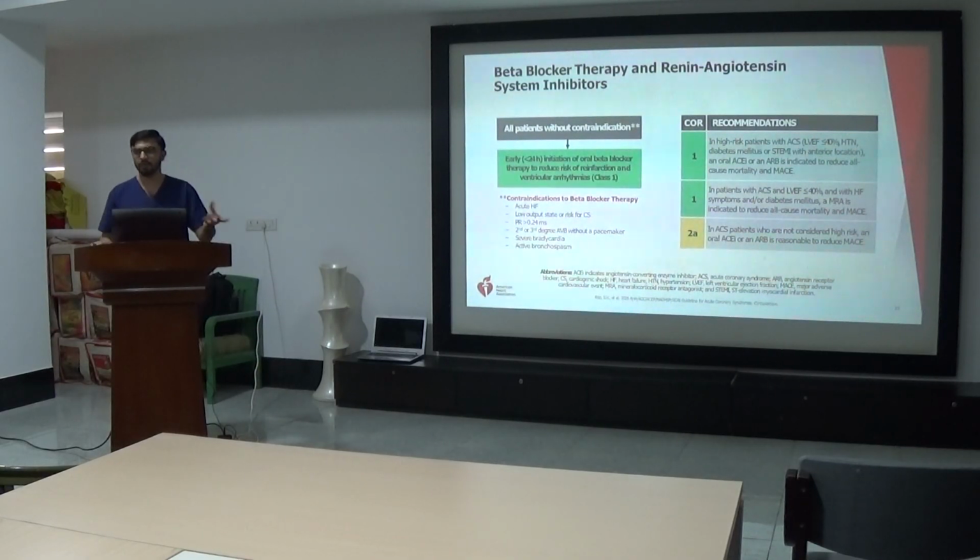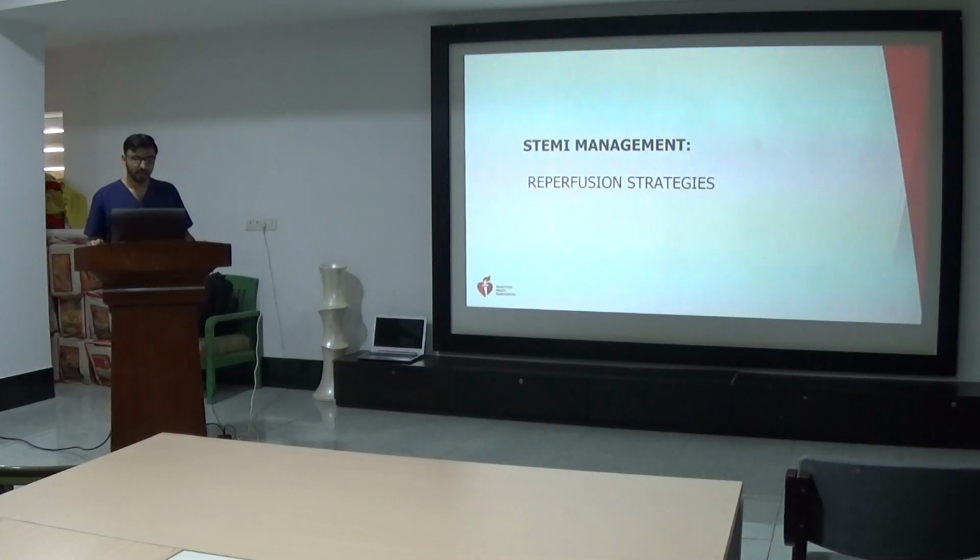Beta blockers have studies proving a mortality benefit. For high-risk patients with ACS, with ejection fraction less than 40%, history of diabetes and hypertension, or anterior location STEMI, an ACE inhibitor or ARB is indicated, which will decrease mortality. And a mineralocorticoid receptor antagonist is indicated, a class 1 recommendation. ACE inhibitor or ARB in ACS patients who are not high risk, with preserved function, could be a class 2 indication.